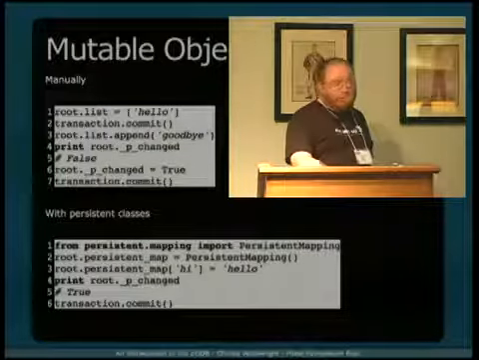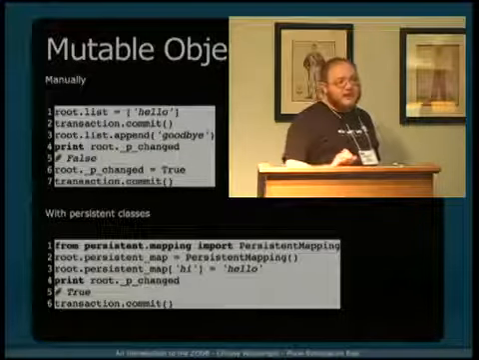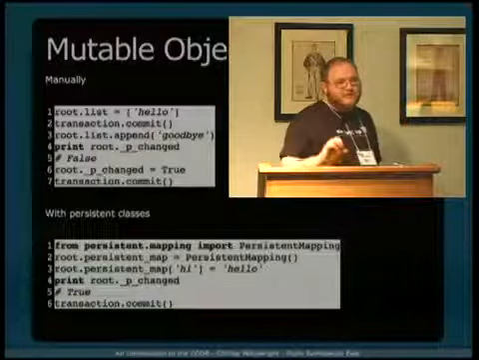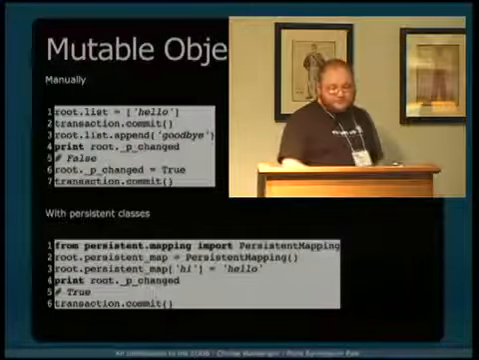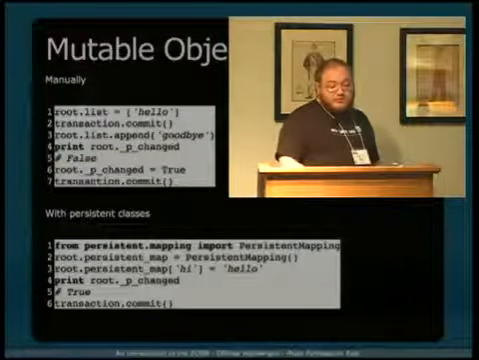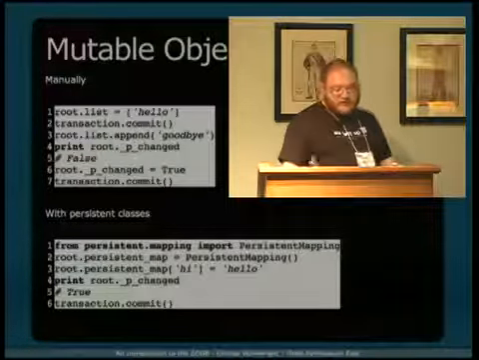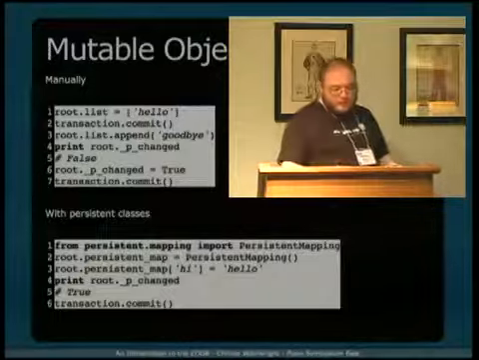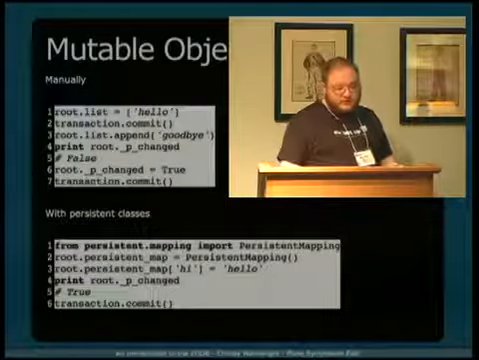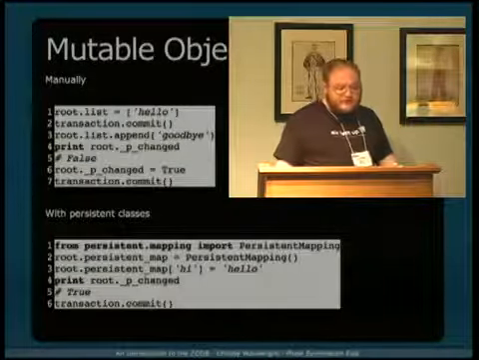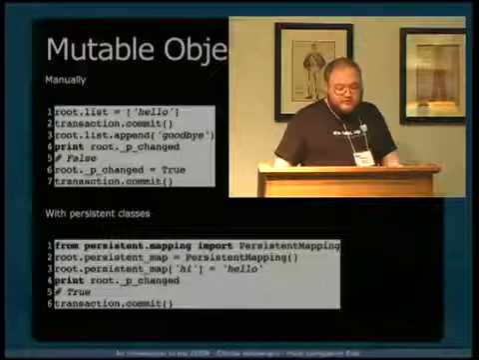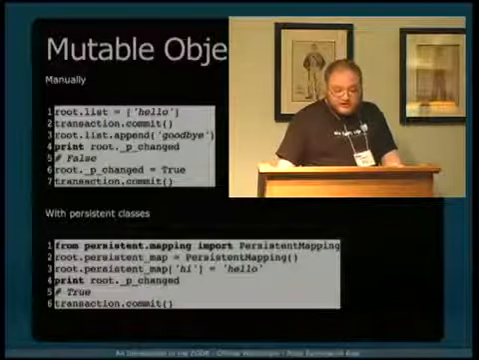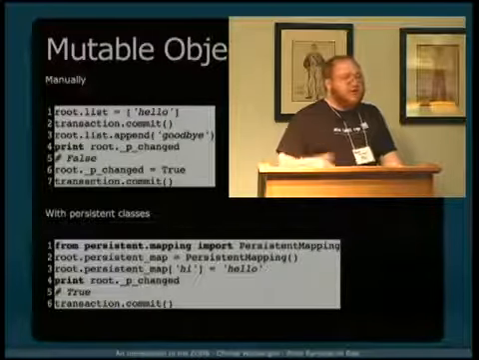And this _p_changed attribute is what ZODB marks and checks to know which items need to be saved out during a commit. So we haven't actually updated it with our change, and it's reporting false. So we force it to be true by assigning true to root._p_changed and commit the transaction, and that will actually write the data.